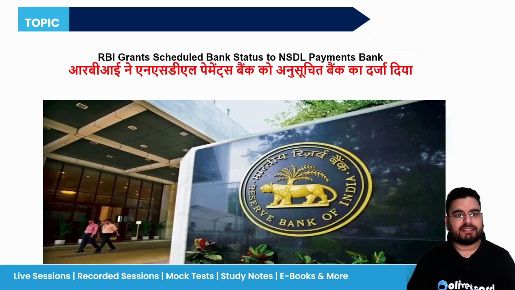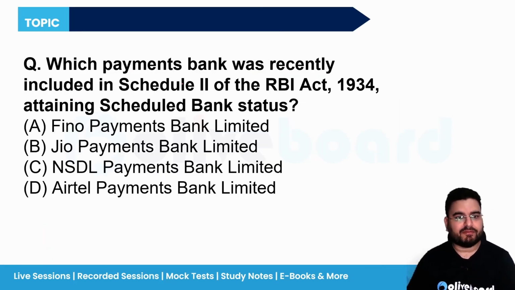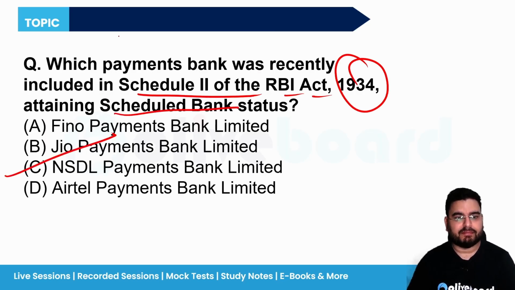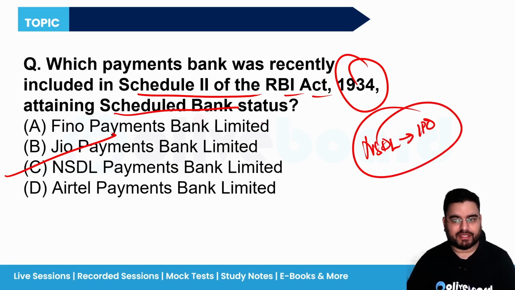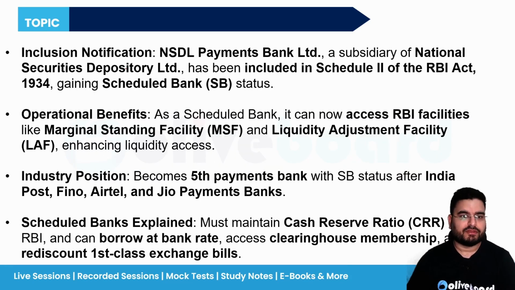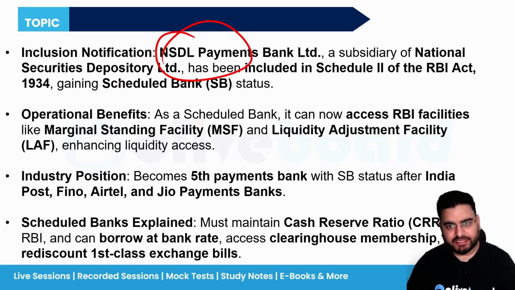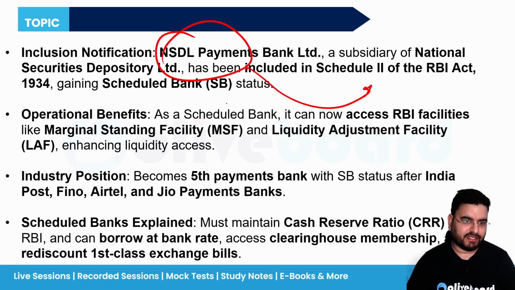Next, RBI grants scheduled bank status to NSDL Payment Bank Limited. Okay, so which payment bank was recently included in the second schedule of the RBI Act 1934, attaining scheduled bank status? The correct answer is NSDL Payment Bank Limited. And recently NSDL has launched its IPO. They are going to get listed on the stock exchange very soon. So just remember the name of the bank, NSDL Payment Bank Limited. They are now a scheduled bank under the RBI Act 1934.